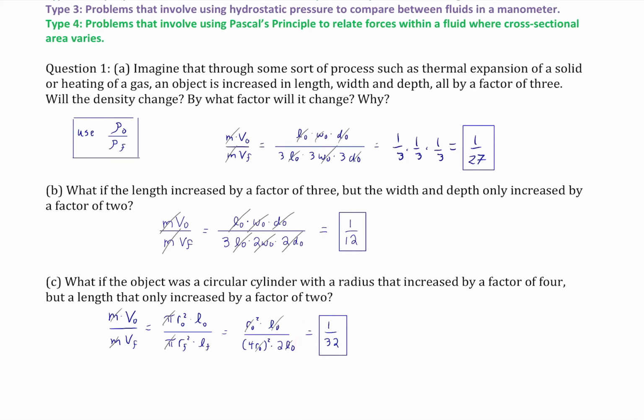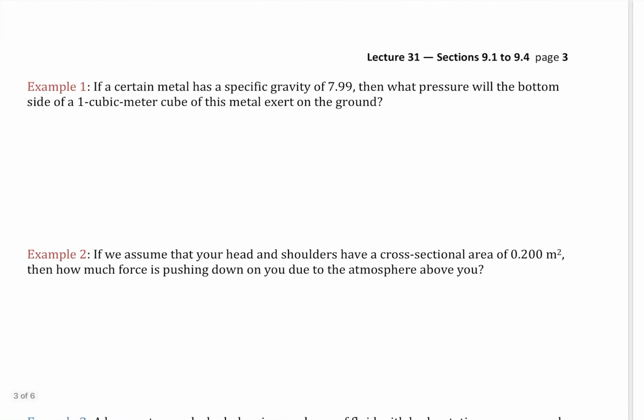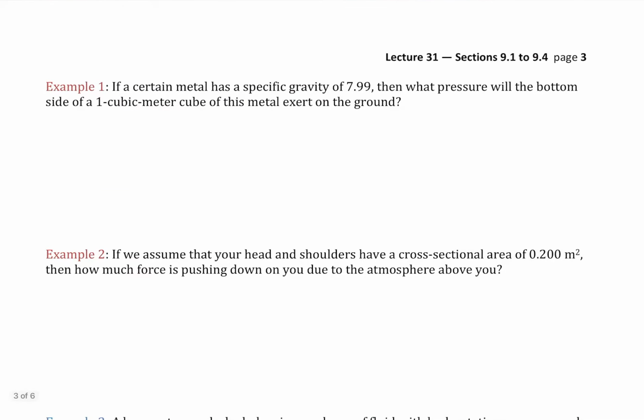Okay, so now let's look at our first actual quantitative example, and it should be a straightforward one. If a certain metal has a specific gravity of 7.99, so that means it's about 8 times denser than water, then what pressure will the bottom side of a 1 cubic meter cube of this metal exert on the ground? Okay, so that's the idea. And metals can definitely be in this density range. They can be even denser, but this would be typical of a fairly dense metal.